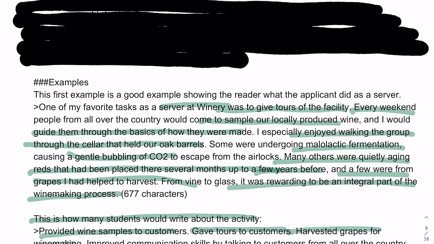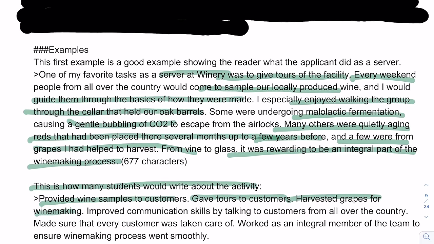Just the basic stuff. And then where students start to go into a sales pitch is improved communication skills by talking to customers from all over the country. Made sure every customer was taken care of, right? The students tried to focus so much on, here is how I am better. Here's how my skills were built. And that is not the goal of these extracurricular activities, at least in my mind. The goal is to show who you are.